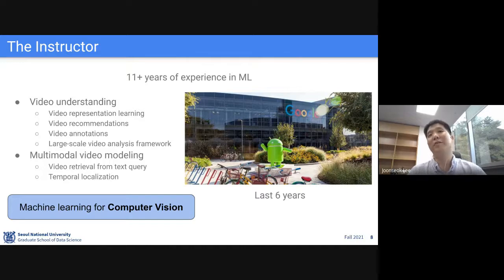And recently, I'm working for Google for half of my time. So I'm teaching this course and advising my graduate students for half of my time, and the other half I work for Google. I recently moved to a team focusing on recommender systems again. So nowadays I'm doing both computer vision and recommender systems. This course will reflect my experience during the 6 years of my work at Google, especially in the video understanding team. We will cover all of those relevant topics in this course.